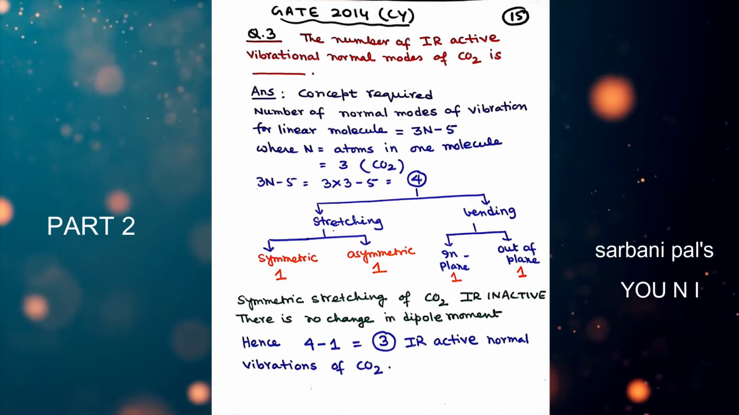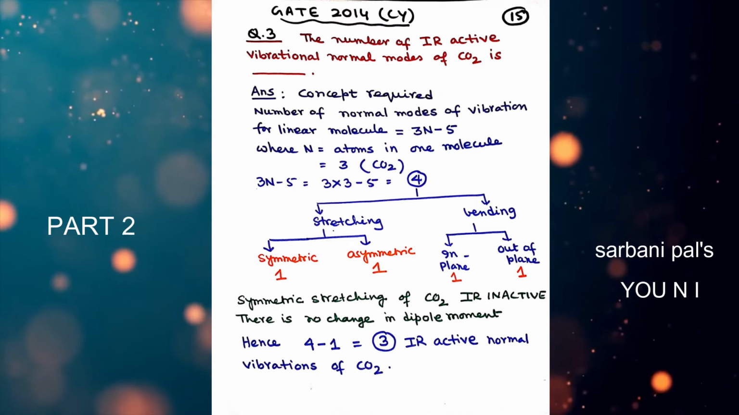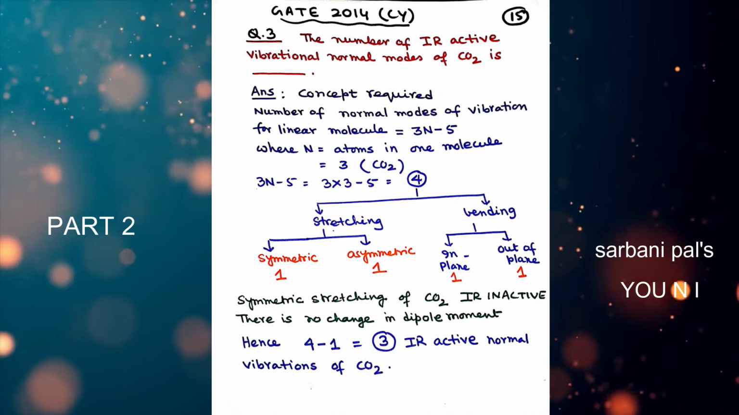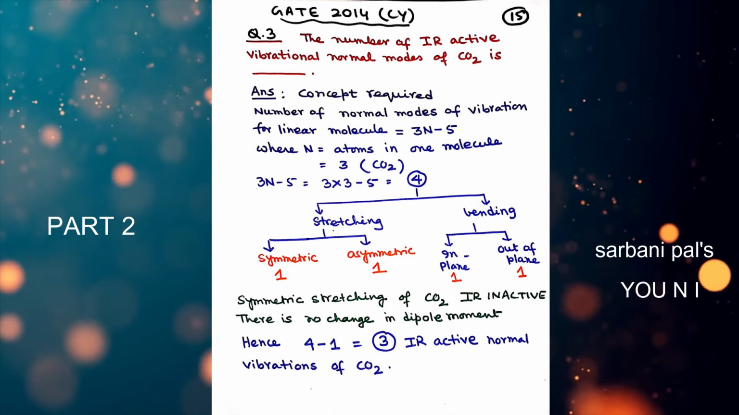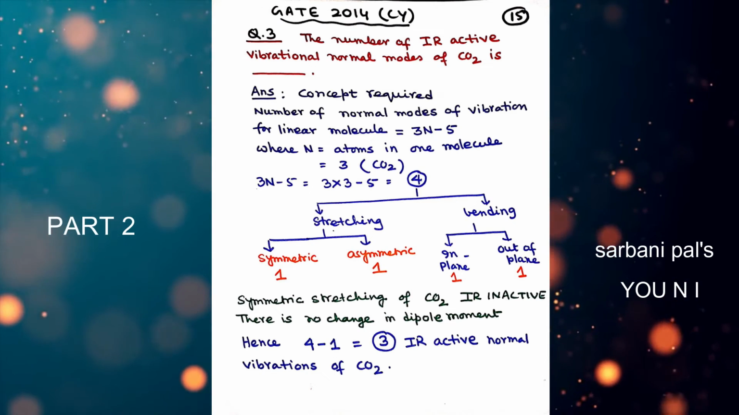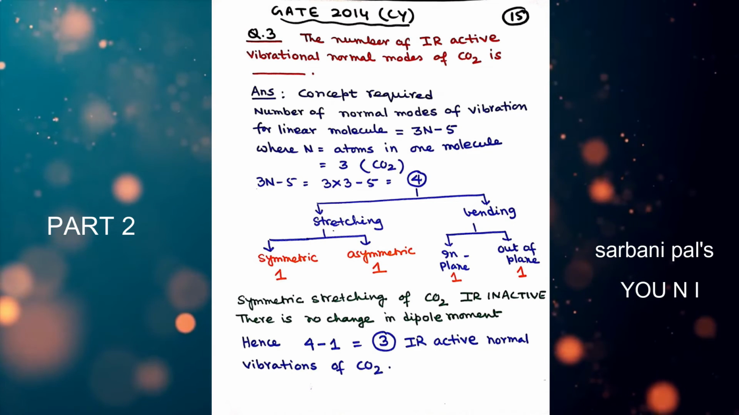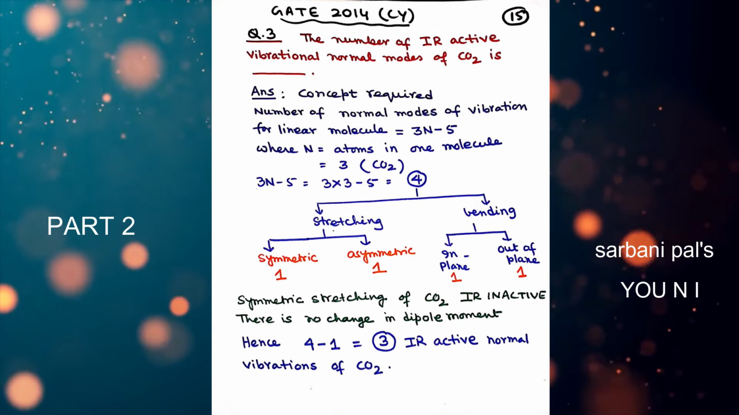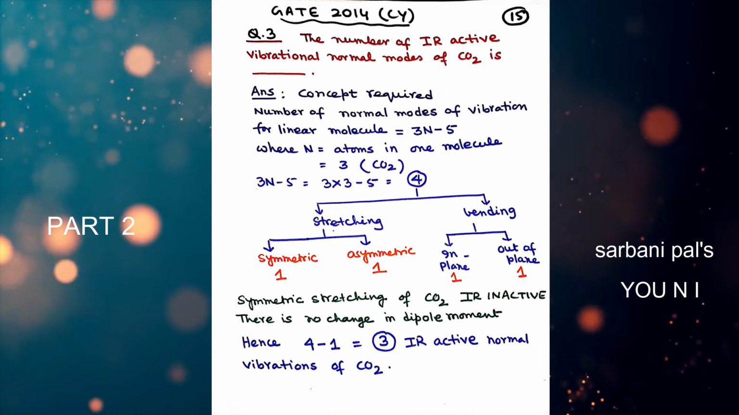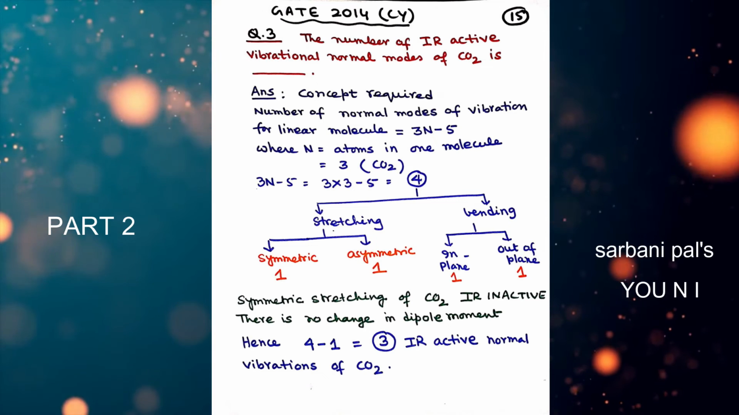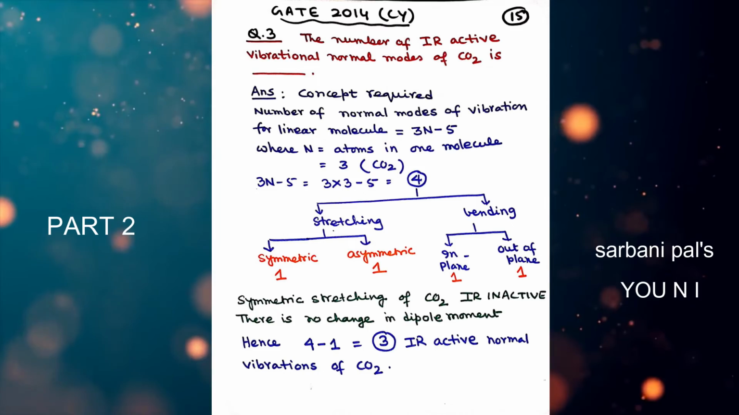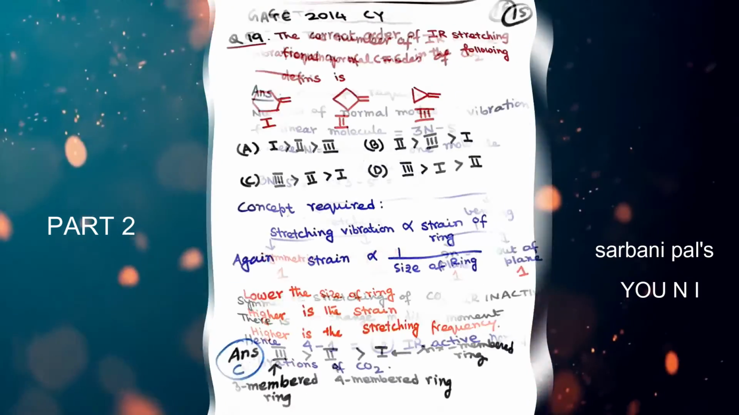Now in all these normal vibrational modes, all the vibrations are IR active except the symmetrical stretching of carbon dioxide, because the symmetrical stretching of carbon dioxide is not associated with a change in the dipole moment. So therefore it is IR inactive, and for the remaining three, there will be a change in the dipole moment during these vibrational excitations. So these three are IR active, meaning the antisymmetric stretching of carbon dioxide, and the in-plane and out-of-plane bending vibrations of carbon dioxide. So the final answer is 3.